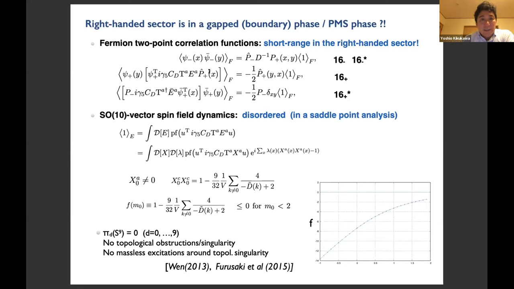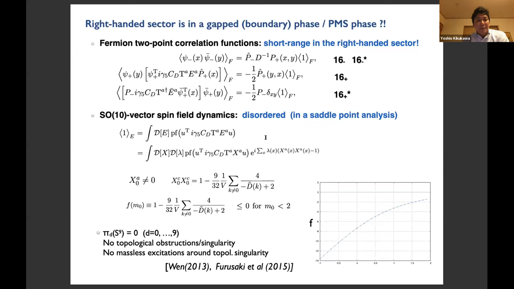On the other hand, in the right-handed sector, as I said, this correlation function of psi plus and this composite operator, the two-point function, is given by the projection operator P plus hat. And for the anti-field, this correlation function is given by a local contact term. So for the fermion field in the right-handed sector, we can have a very short-ranged correlation. So we expect these fields should be massive.